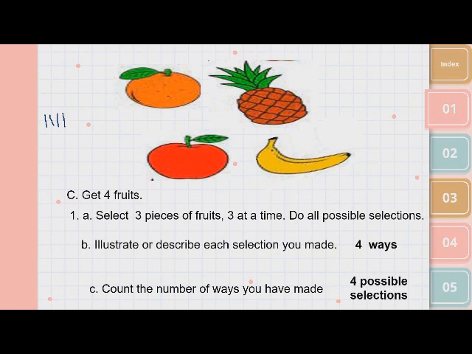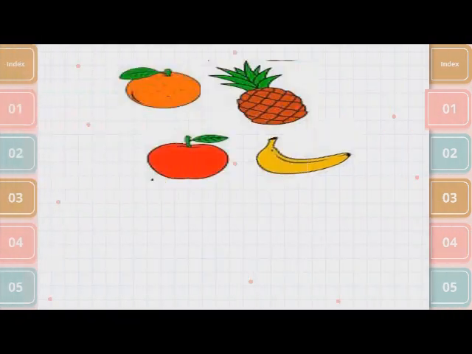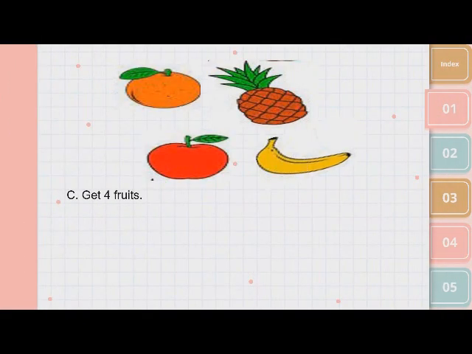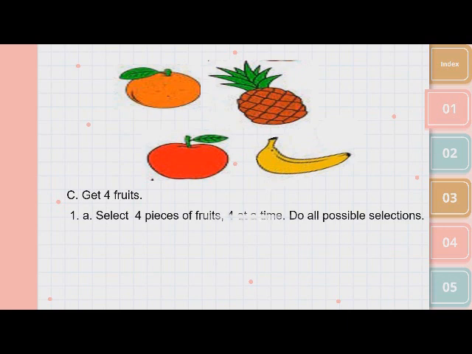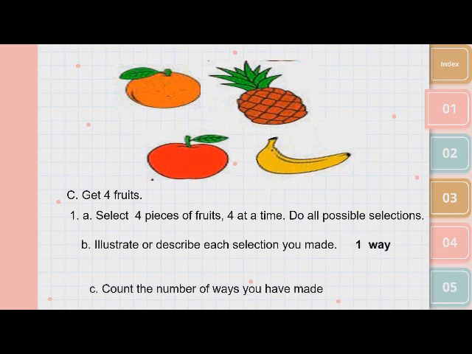Let's proceed to the same problem, but this time four at a time. So if you're going to take them four at a time, of course, you will get them all at a time. And that is one way. So we have now one possible selection. I hope you got them all.